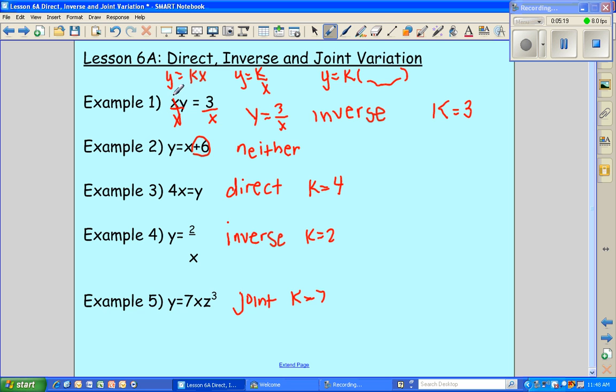All right, so this is just identifying, looking at a formula or looking at a problem, matching it up with its appropriate formula, and seeing if it actually does vary directly, inversely, or jointly. And always remember, neither is an option as well.